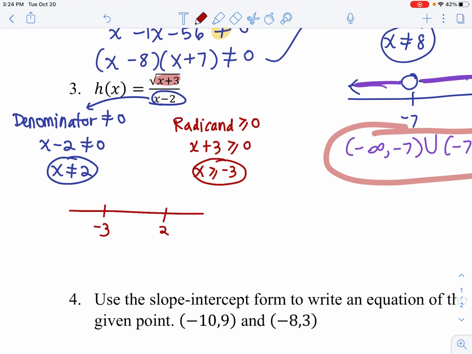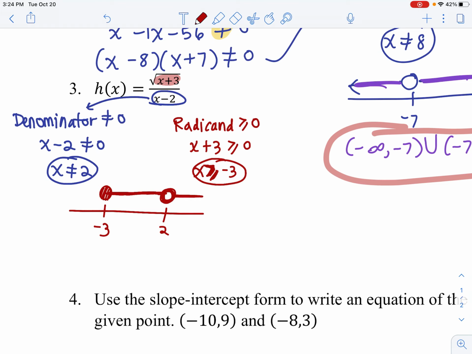Now, 2 different types of circle. Remember, 2 is a not equal to. So draw an open circle at 2. But negative 3 says greater than or equal to, so this one gets a filled-in circle. Now notice it says greater than or equal to, so it's going to the right. But as I'm going to the right, there's a hole in the ground. I have to skip this and keep on going my way.